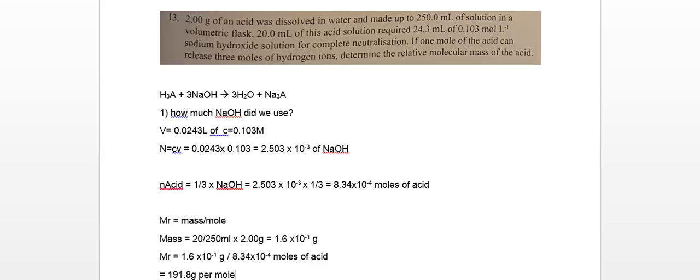That's a rather useful and powerful technique, one that chemists love because, once you've done that, it makes it easier to identify the substance. And that is how to do number 13. Lucky number 13. Hope you enjoyed it.